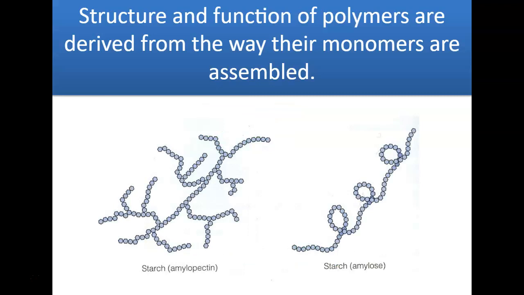And depending on how that is lined up, they fold and create different structures. So on the left, we have a starch with a more branchy structure. On the right, we have a starch and a different structure. And because of that, they have different properties.